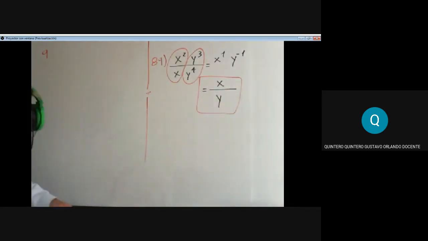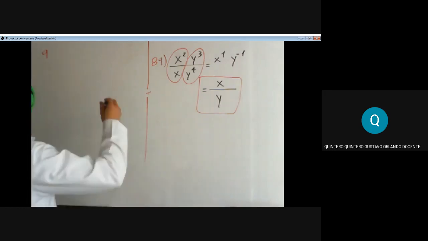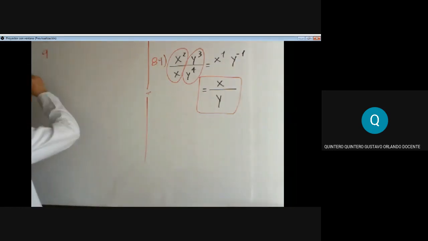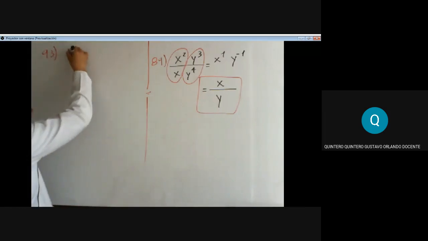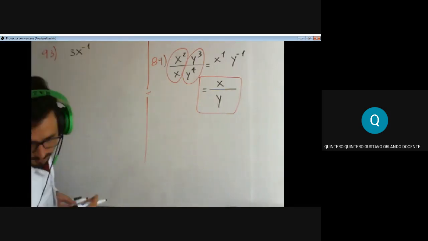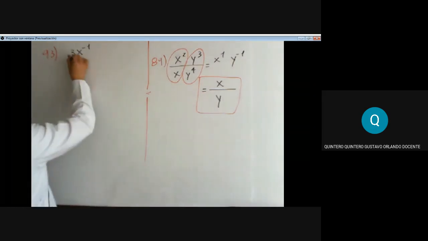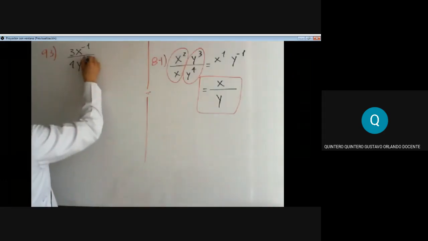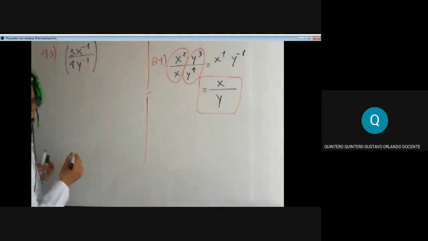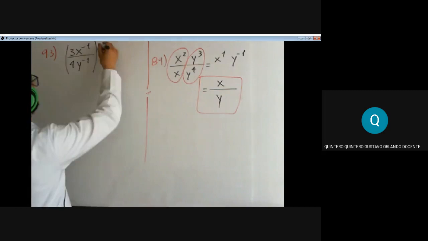93. Ooh, a power of a power. 3x to the negative 1. Exercise 93. All right, so 3x to the negative 1 over 4y to the negative 1, and all of these to the negative second.